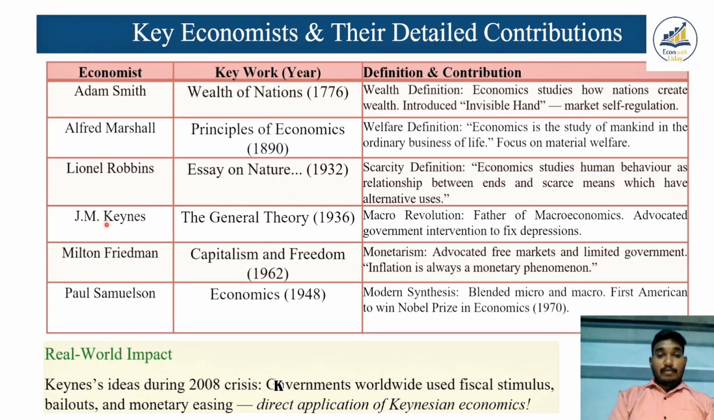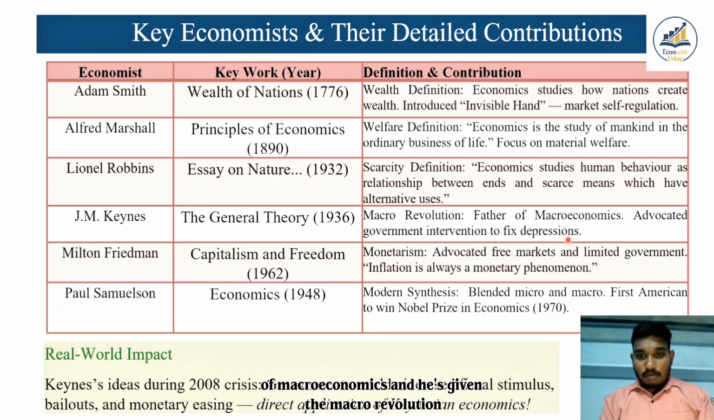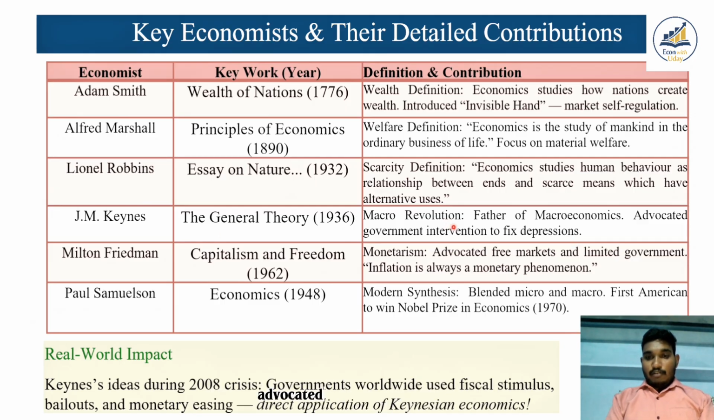And here you can see J.M. Keynes. His book was The General Theory, and he is known as the father of macroeconomics. He gave the macro revolution and advocated government intervention to fix the depression in the economy. And next is Milton Friedman, Capitalism and Freedom, and monetarism. He advocated free markets and limited government. Inflation is always a monetary phenomenon. And next person is Paul Samuelson, his Economics. He is the modern synthesis, balanced micro and macro, and the first American economist to win the Nobel Prize in 1970.